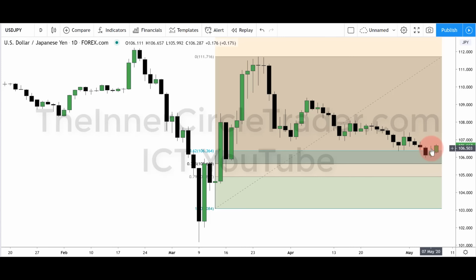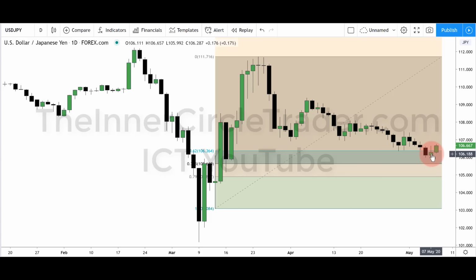We could potentially be seeing a turn or an expansion on the upside. It's already shown a willingness to go higher than the previous day's range. So now we're going to look at Thursday's high, which is 106.65 and 7 pipettes. Okay, so that's our level.